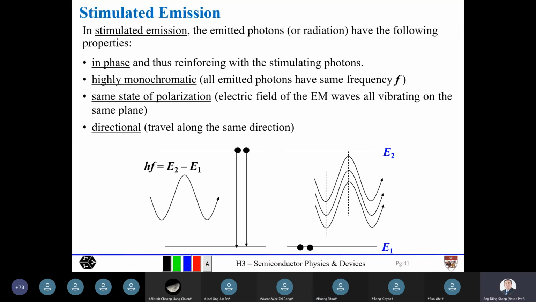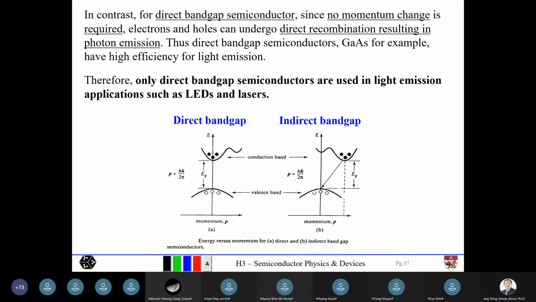Okay, let me go to a diagram to explain that. Now, let's take the example of a direct band gap semiconductor. Due to the perfect periodicity of the crystal, it is the periodicity of the crystal that generates the band structure. So in the direct band gap semiconductor, the minimum of the conduction band coincides with the top of the valence band. This is due to the periodic structure in the crystal.